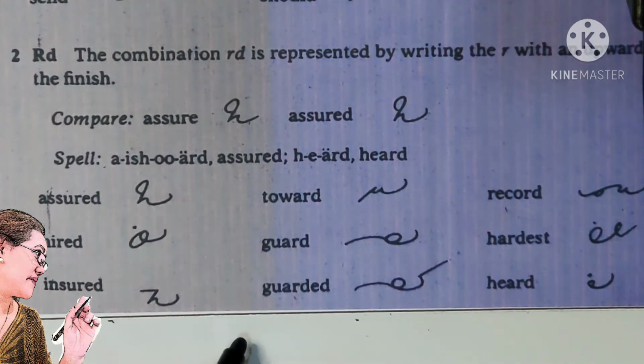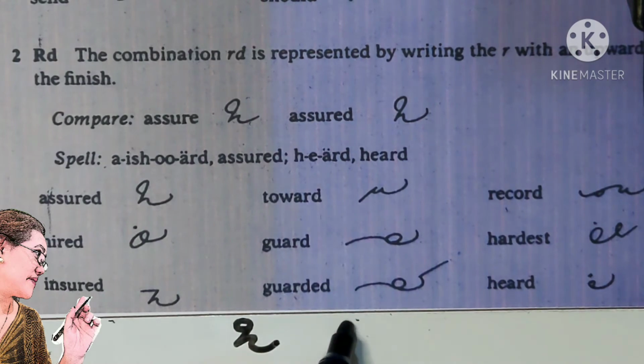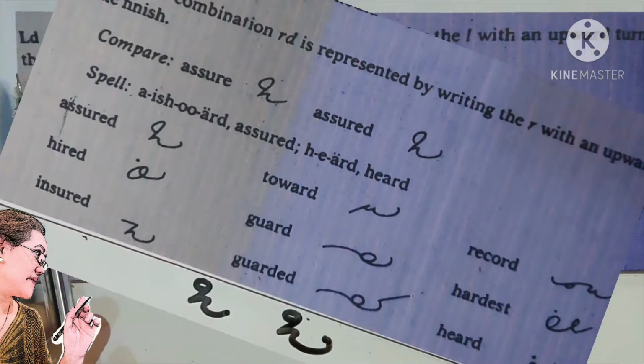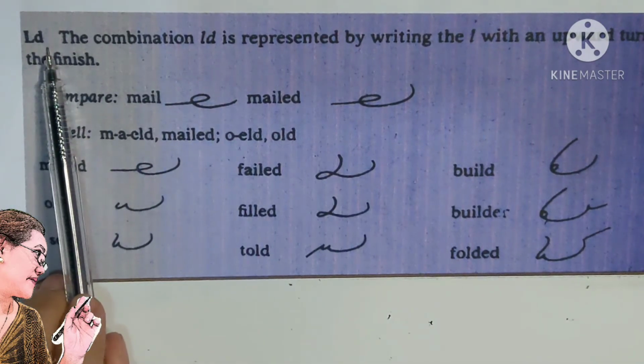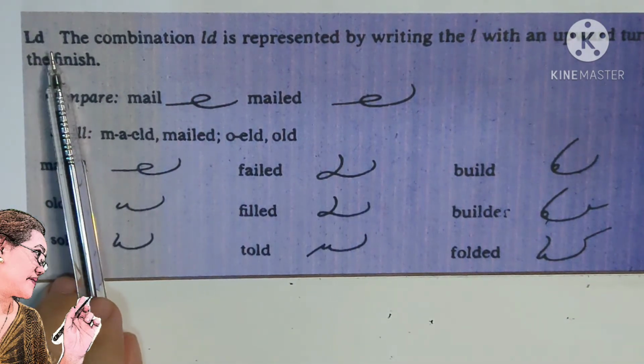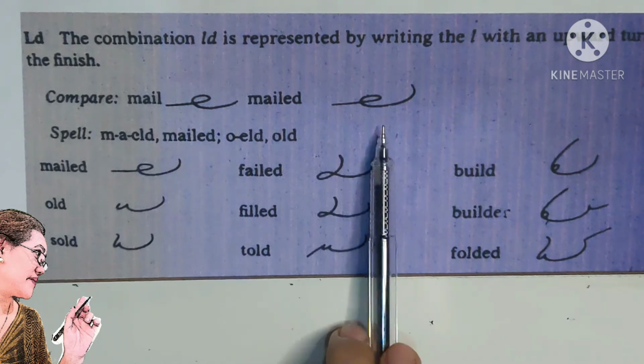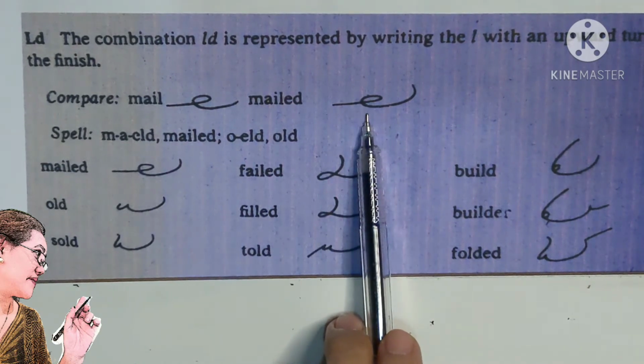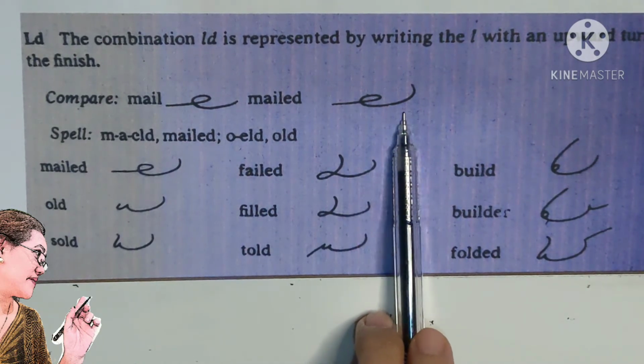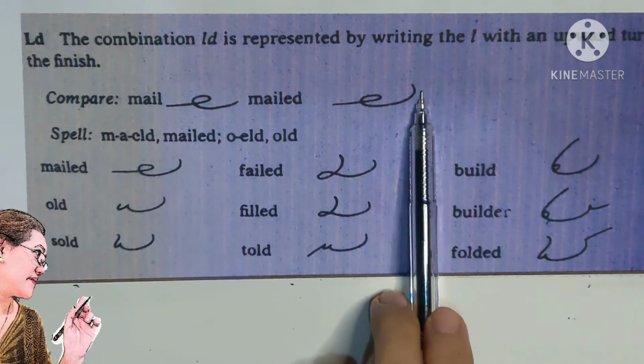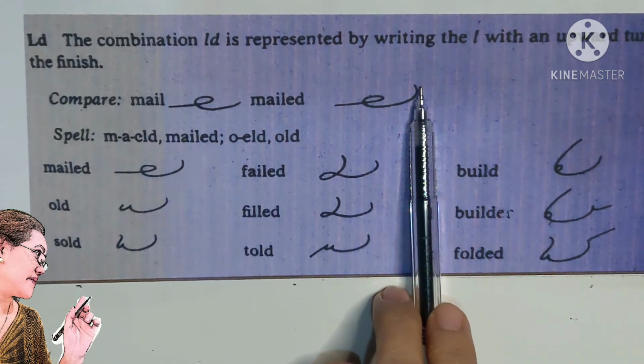Okay, let us try to write the word "assure" and then "assured." "Assure," a-ish, o-o-r. "Assured," a-ish, o-o-r-d. Same angle. So the combination of LD is written as an upward turn to finish the sound of D.